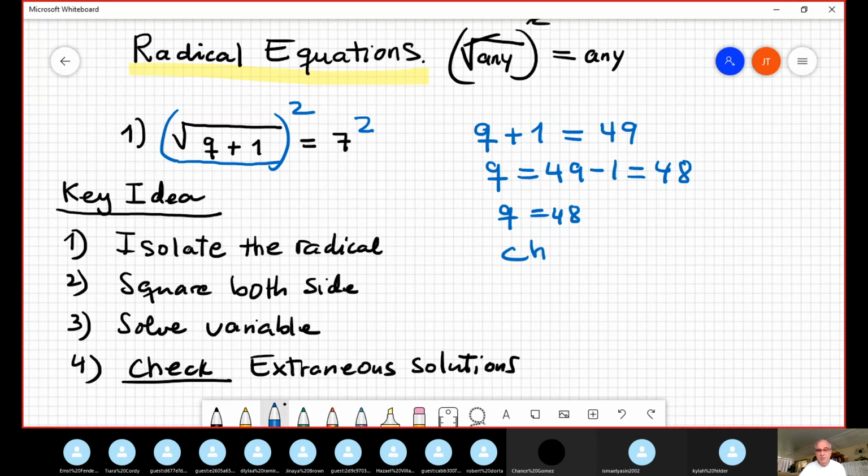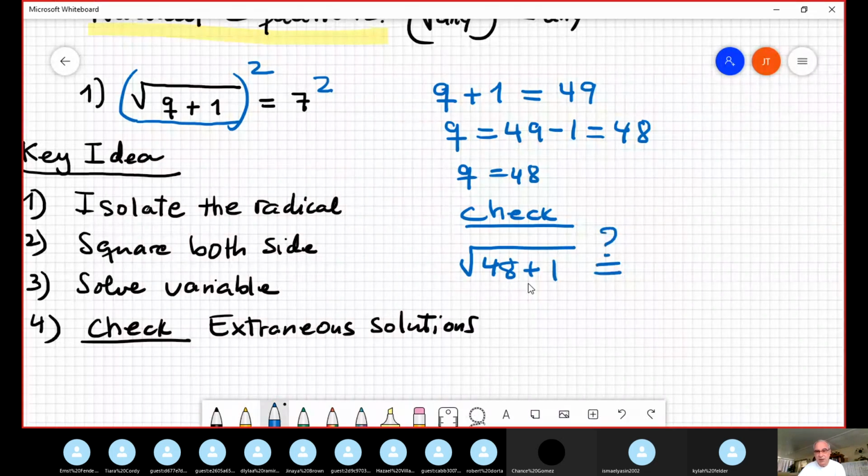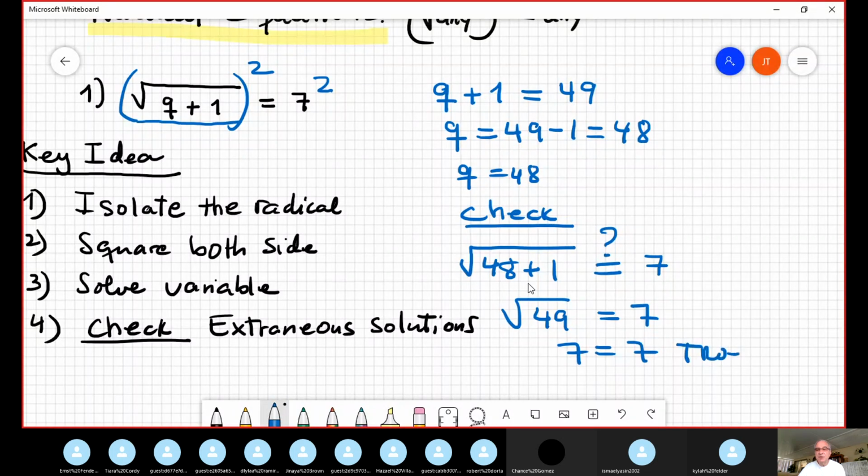However, you need to check. Mandatory check in this equation. It's not necessarily right by intuition. You plug it in here. Look, I want to see, 48 plus 1 should be, I claim that, question mark, 7. 48 plus 1 is 49. The square root 49 is 7. 7 equals 7. You get true statement. That means, okay, 48 is solution.